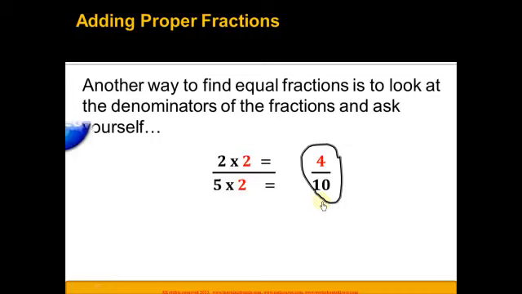Now we're going to go ahead and look at a video and work through a couple more problems, and as we do this, you're welcome to pause the video, work through the problem, finding those equal fractions, and then resume the video so that you can check your answers. Or if you prefer, you can go ahead and simply watch the video all the way through.